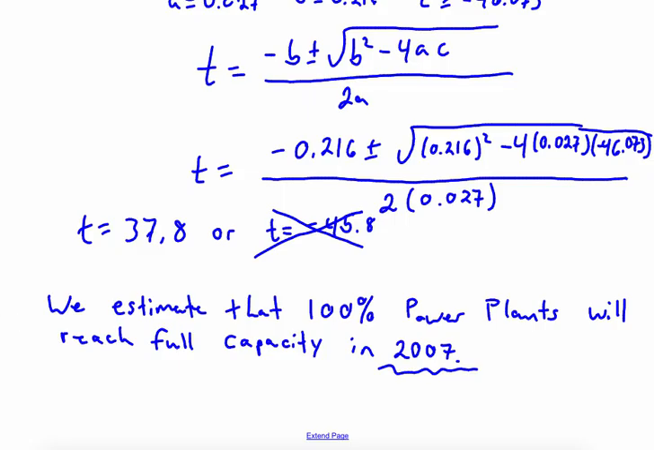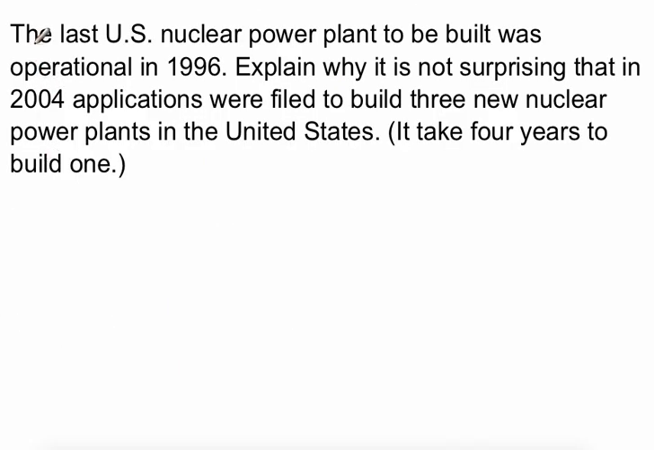Okay, which leads us really quickly to the last section, which says the last U.S. nuclear power plant to be built was operational in 1996. Explain why it's not surprising that in 2004 applications were filed to build 3 new nuclear power plants in the United States, noting that it takes 4 years to build one.